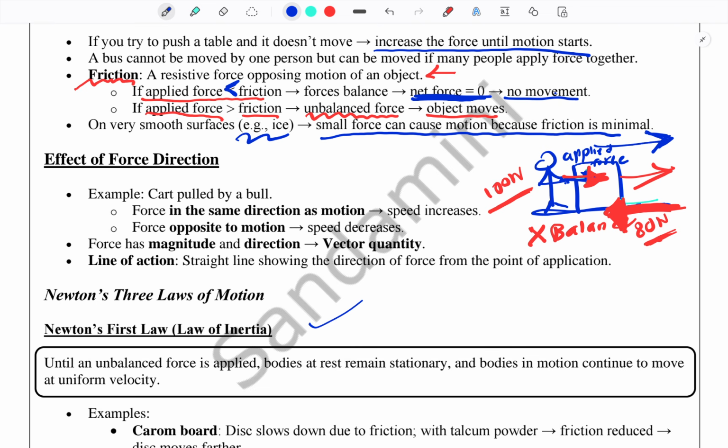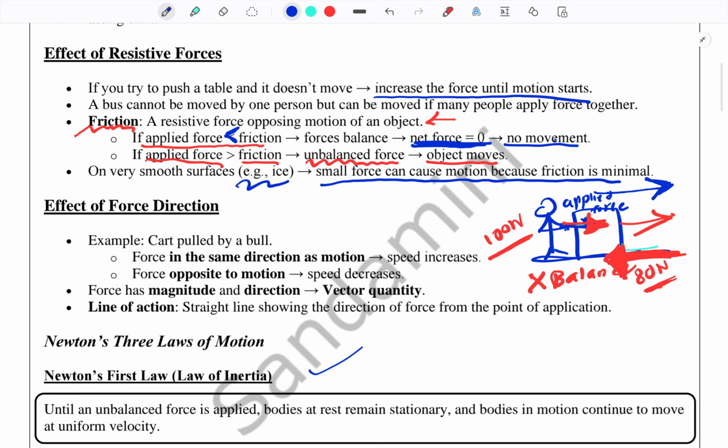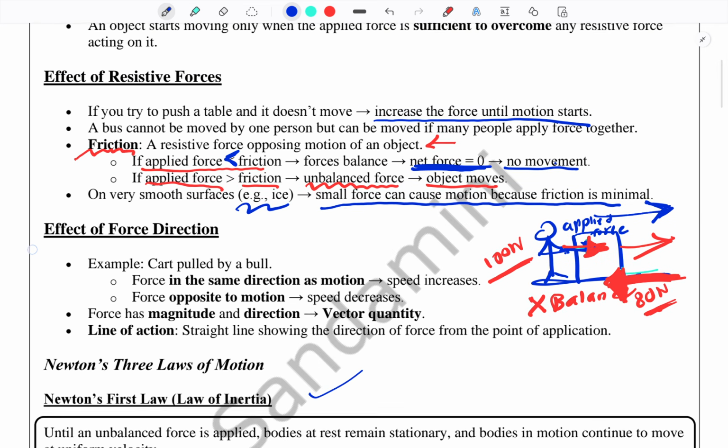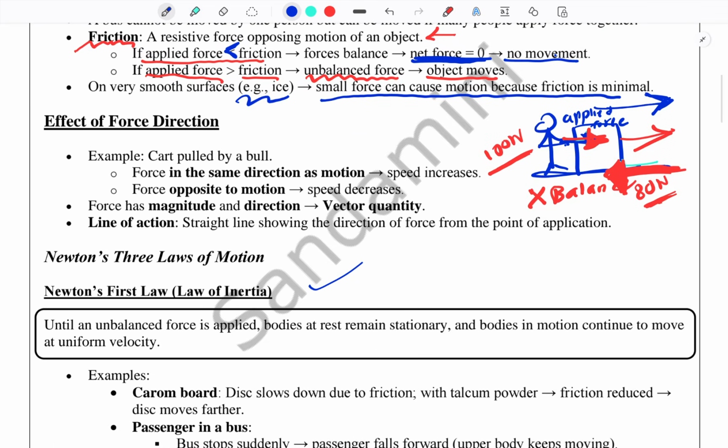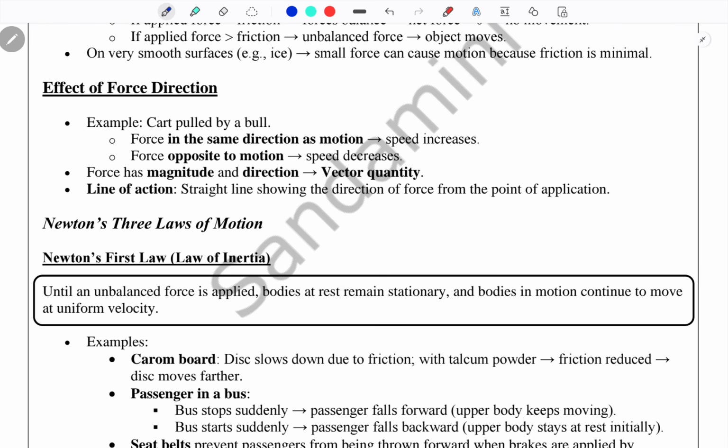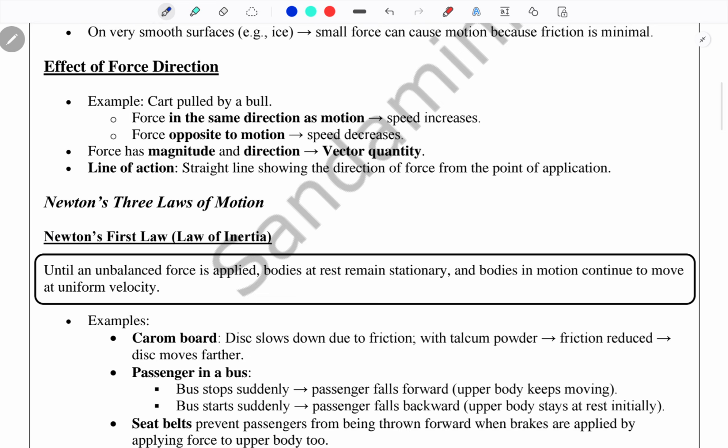That means the resistive force against your motion is lower. When you walk, you are trying to go forward, right? Now, what is acting against this motion? The resistive force from the floor, which is called friction. Right? So it is easy to walk on a smooth surface because the friction, or the resistive force, is lower. I hope you guys understood. Then we can discuss the effects of the force direction.